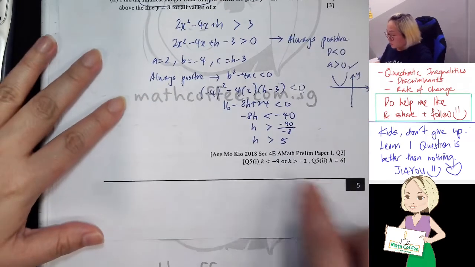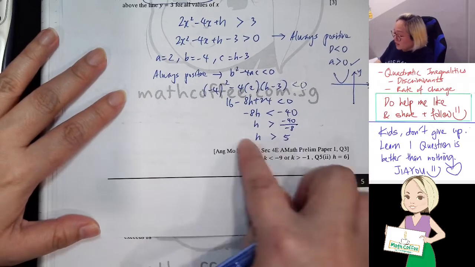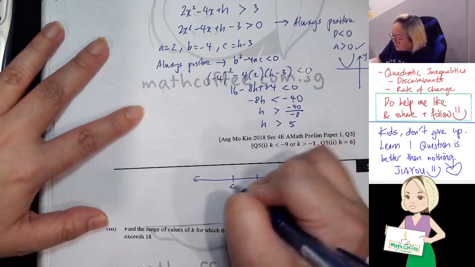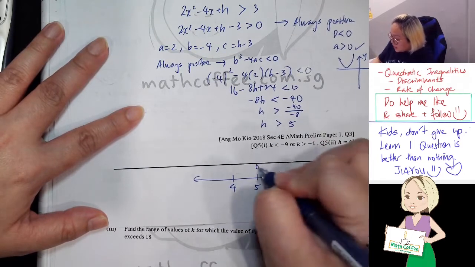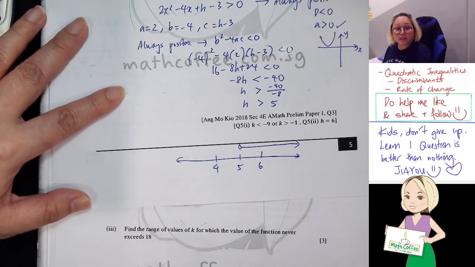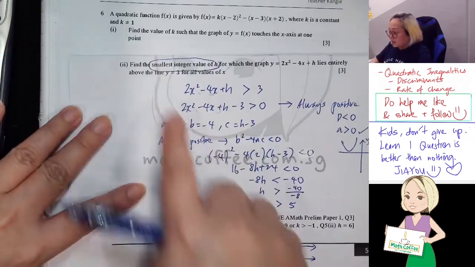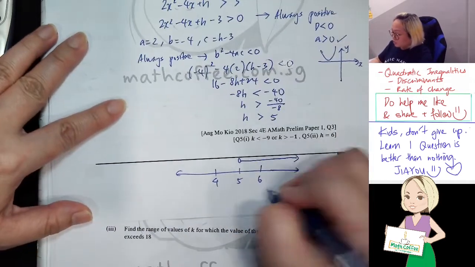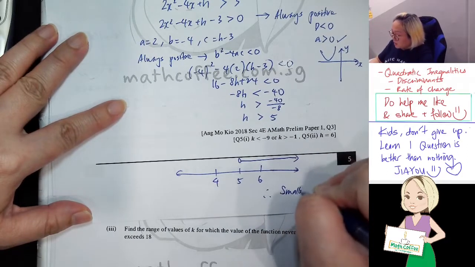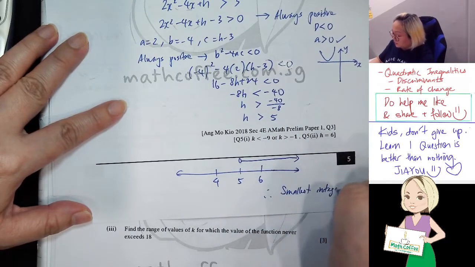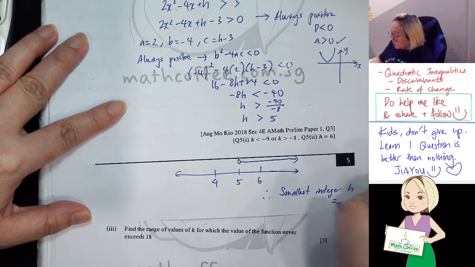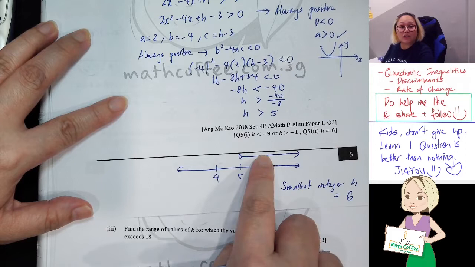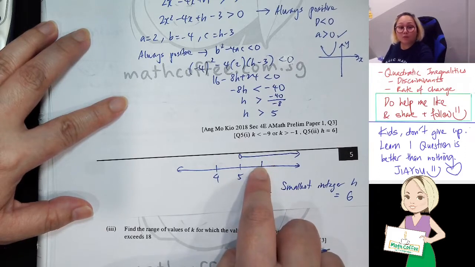Okay, so we are not done yet. So H is more than 5. If I draw the number line, 5 is here, 4 is here, 6 is here, and H more than 5 is this range. And they want the smallest integer value of H in this range. So you will say, therefore, smallest integer H equals 6, because 5 is not included, the next integer is 6, and this is the smallest possible.